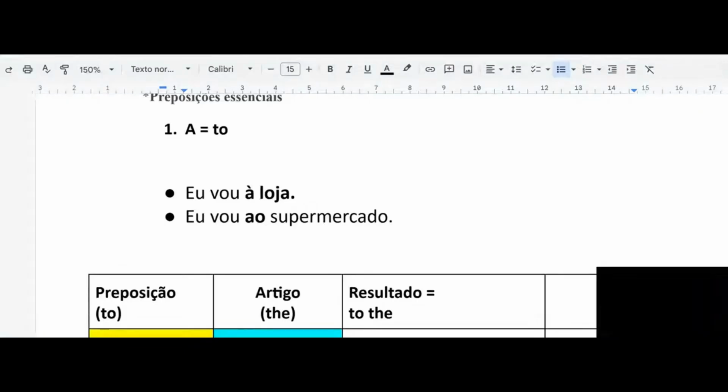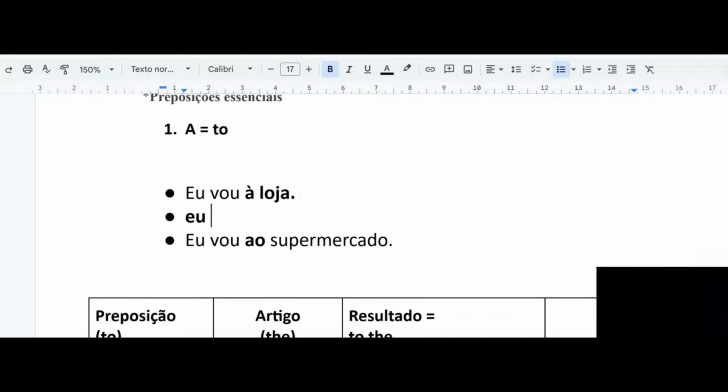Guys, I hope you can still see my screen. So someone will ask, can we say eu vou para a loja? Like, eu vou para a loja. Someone asked, can we also say this? Sinasami? Yeah, you can say eu vou para a loja.